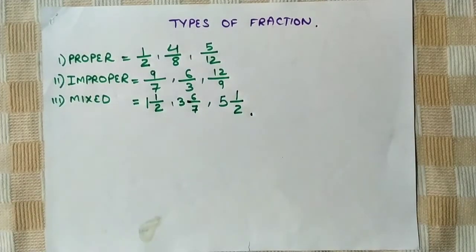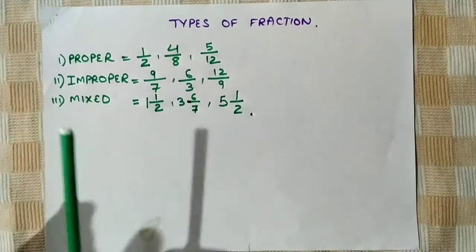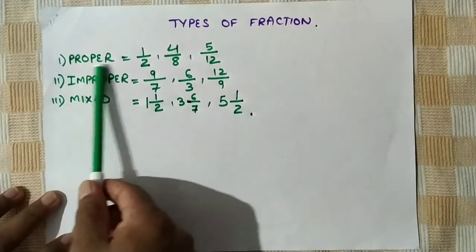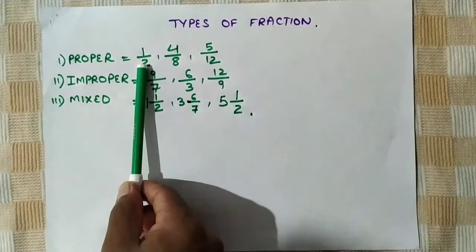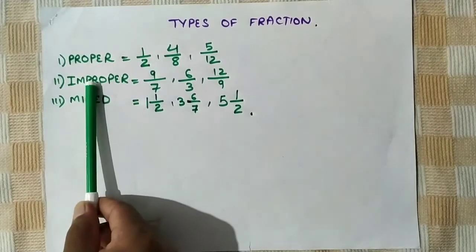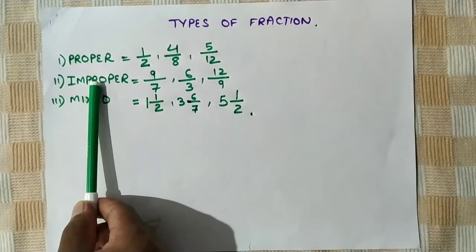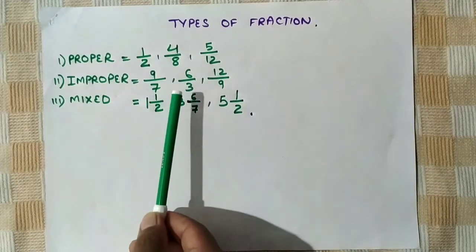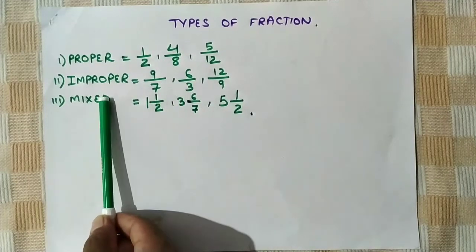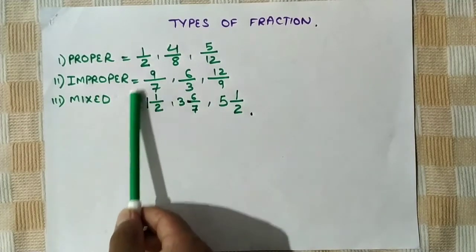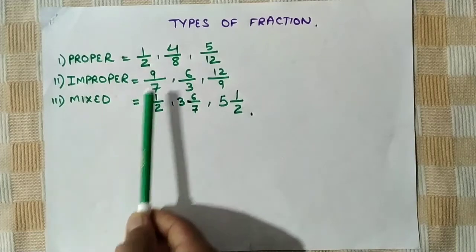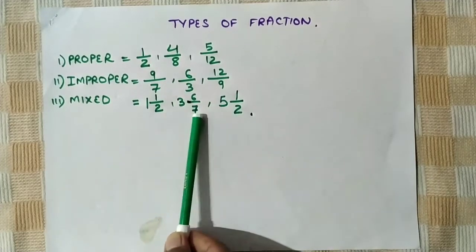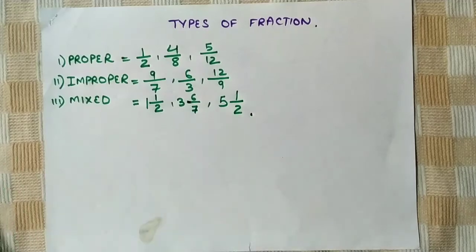Okay. So these were the 3 types of fractions. Number 1 is proper, where the denominator is larger than the numerator. And number 2 is improper fractions, where the numerator is larger than the denominator. And mixed fractions are fractions which have a whole number. Okay, like 1 whole 1 by 2, 3 whole 6 by 7, 5 whole 1 by 2.